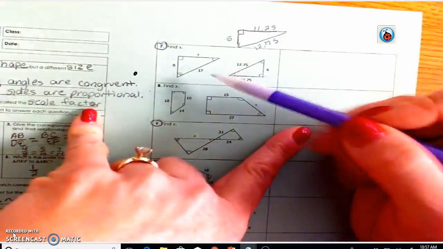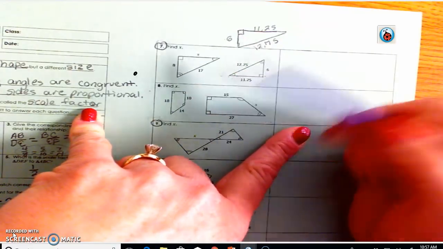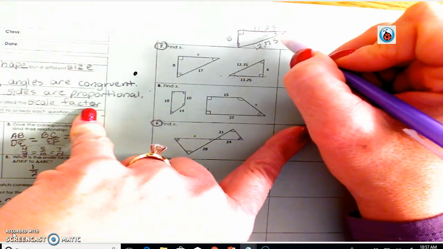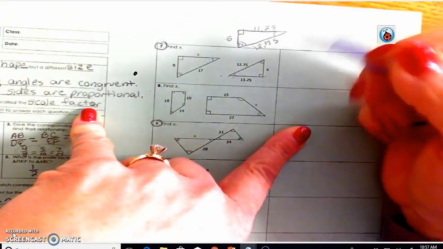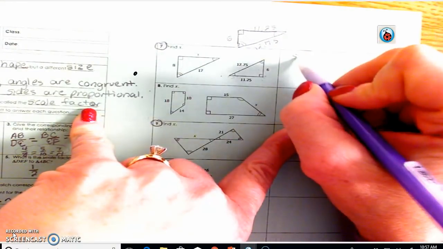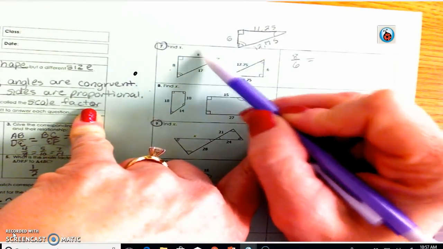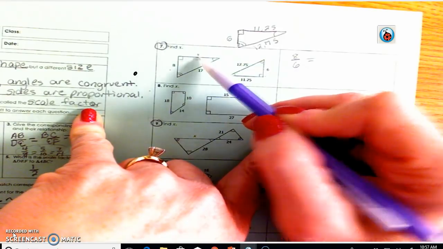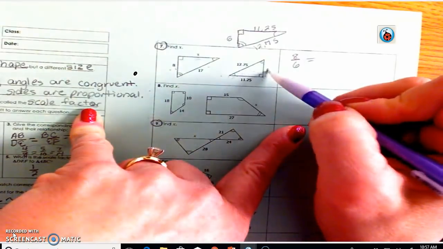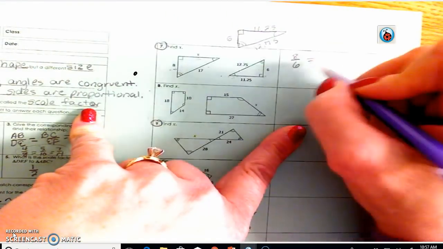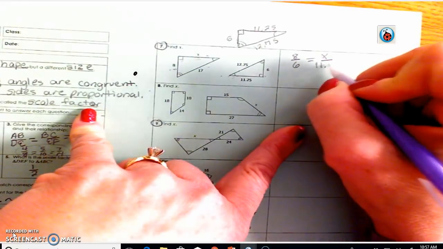So first, we need to determine, are the corresponding angles congruent? And yes, they are. Right here, we had just one arc, and then your double arc there. So 8 corresponds to 6, the two shorter sides. Now, since I'm looking for x, I have to include this side. It's not going to help me to use 17 and 12.75. So 8 corresponds to 6, and then x corresponds to 11.25.